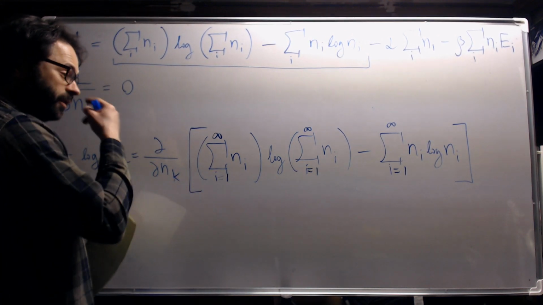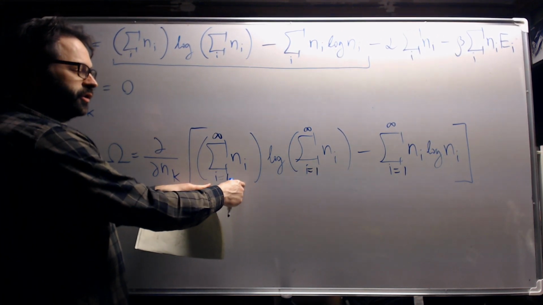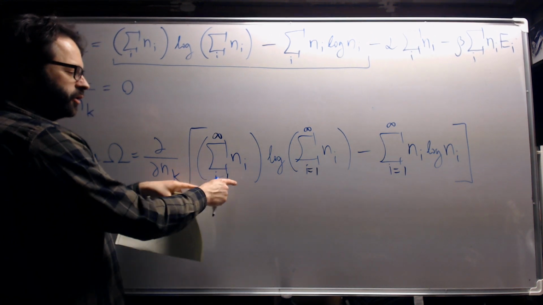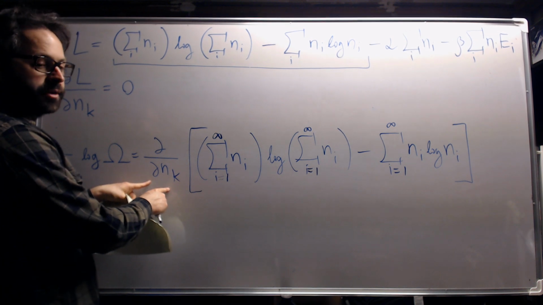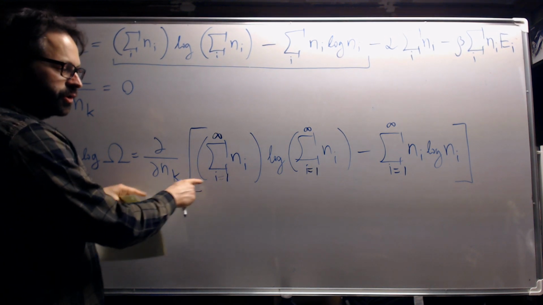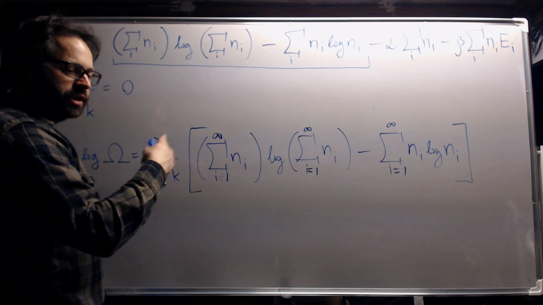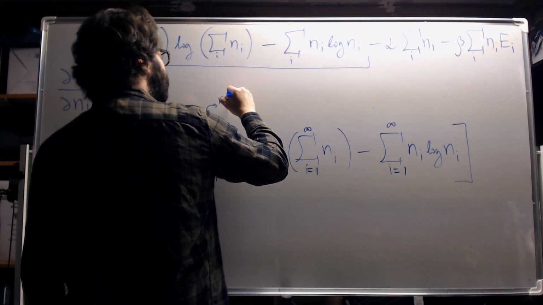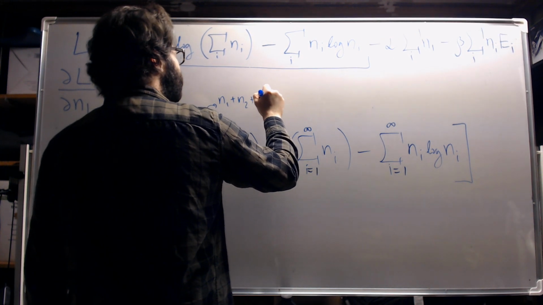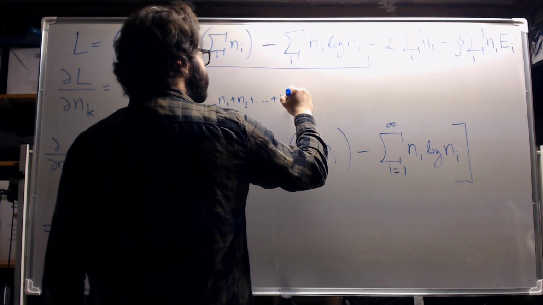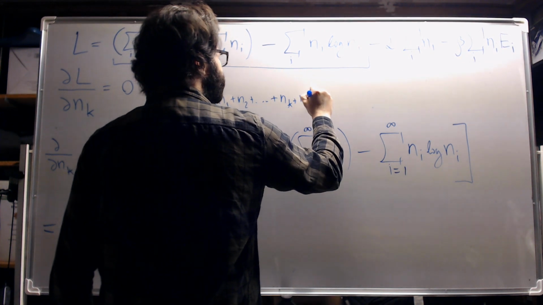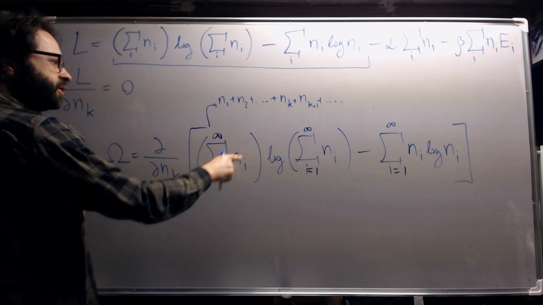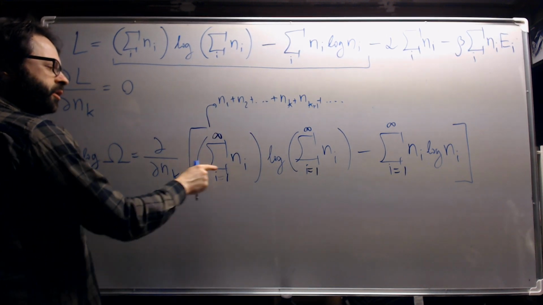What does that look like? The derivative of the first function, sum of n_i. You're taking a derivative of this function with respect to some n sub k. And so in the sum, there will be n1 plus n2 plus n3 plus n4 plus n5, and so on. Somewhere in there, there's an n sub k plus n sub k plus 1, and so on. That's what this is. So n sub k will occur in only one place in the sum.